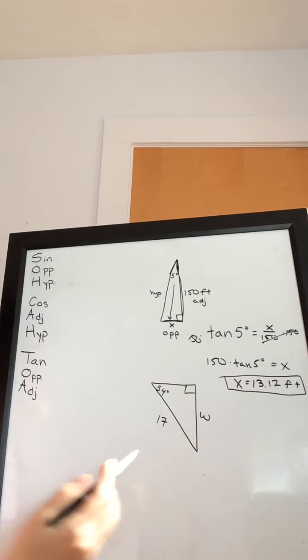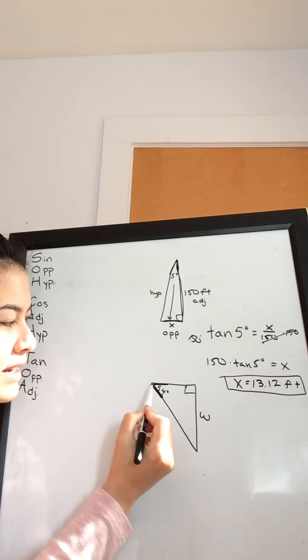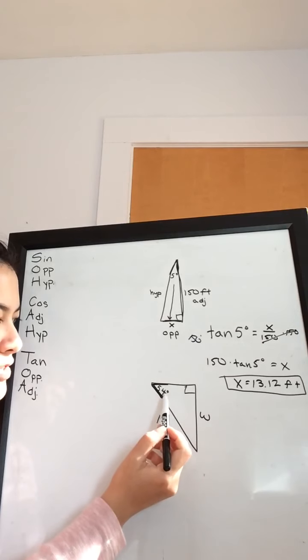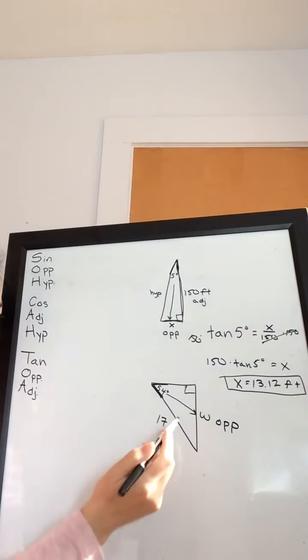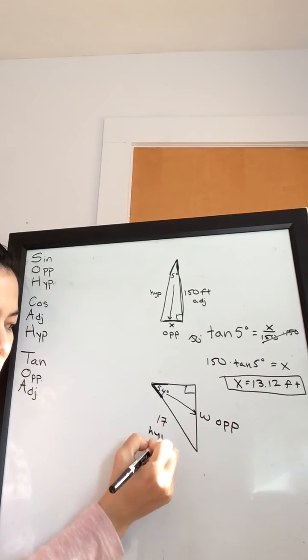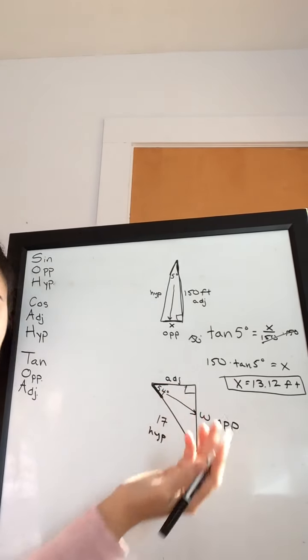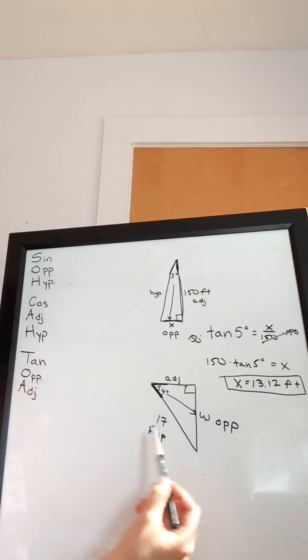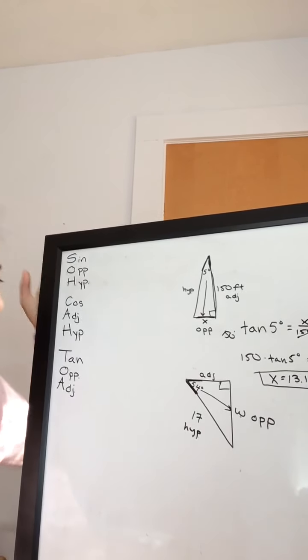So let's try this one down here. Always start with, okay, what angle am I working with? We are working with this angle right here. What do we have in relation to that? If I draw a line straight out across, that's my opposite side. This would be my hypotenuse because it's opposite the right angle and it's the longest side. And this would be the adjacent side, which we don't have. But we're looking for the opposite, and we have the hypotenuse. So what would we use if we have opposite and hypotenuse? That'd be up here. We're going to use sine.